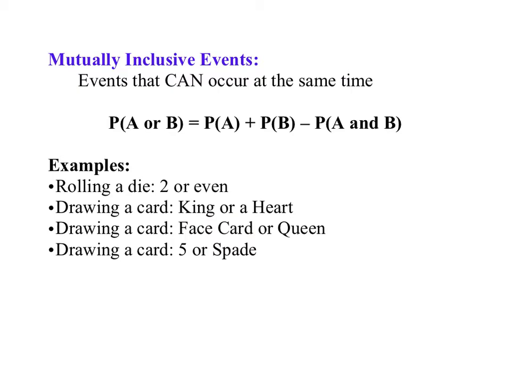Notice the formula is a little bit different. You still have your two separate probabilities, one for the face card, let's say, one for the queen, but then you're also going to subtract out the number of cards in this case that are both queen and face cards. So we'll do some examples of that in a minute.